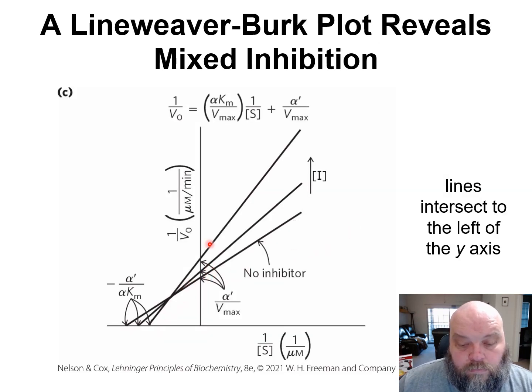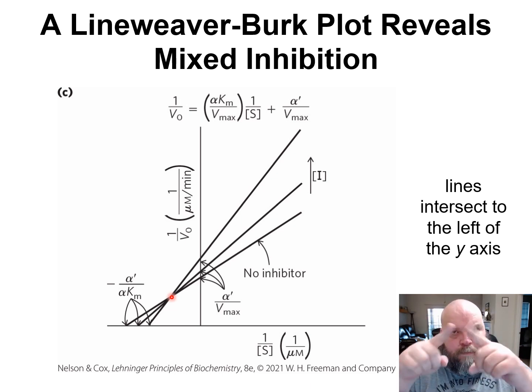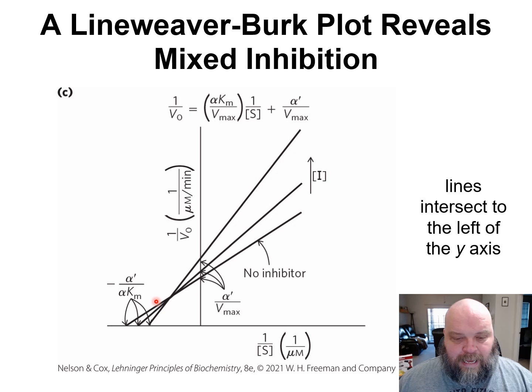And here, what we see is the point where they overlap. They're not parallel here because you're taking a mix of both. But now the intersection where all these slopes of the lines intersect is not at the y-axis, it's far off. Alpha prime divided by alpha Km starts to approach 0 as you increase our inhibitor. And instead of the 1 over Vmax, our alpha prime over Vmax also increases as you increase inhibitor.